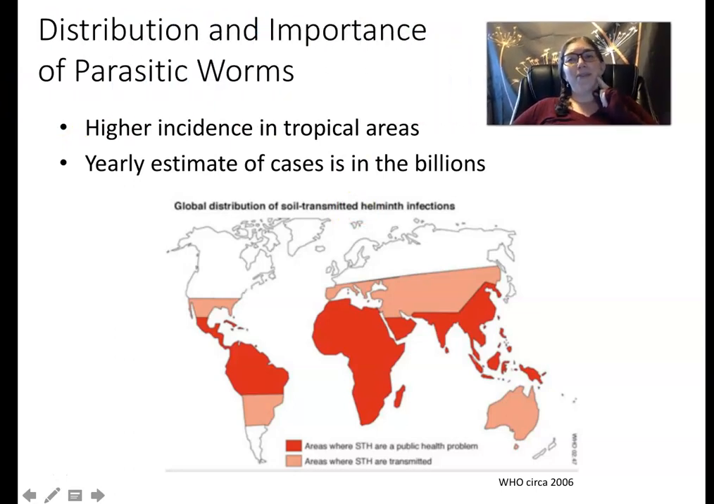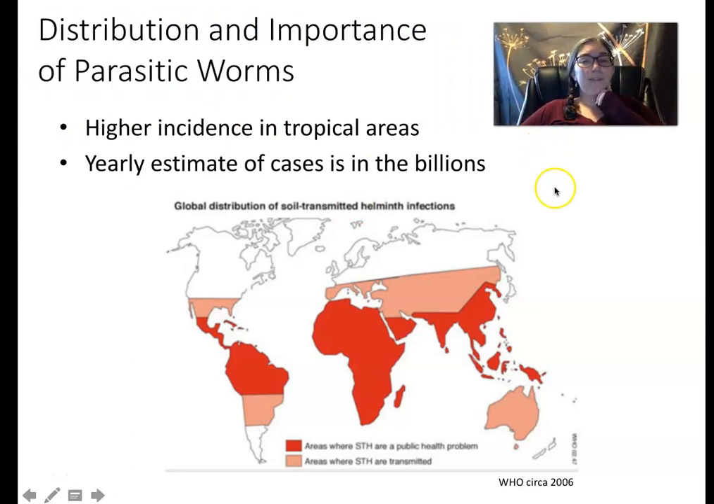So all of these helminths you may have never heard of before, and certainly probably have never had, and that's because they're pretty much nonexistent in the developed US. They have a much higher incidence in tropical regions, and a lot of countries in tropical regions are also developing countries. So while you may not experience them here in the US and Canada, there are billions of cases occurring every year worldwide in these tropical regions.